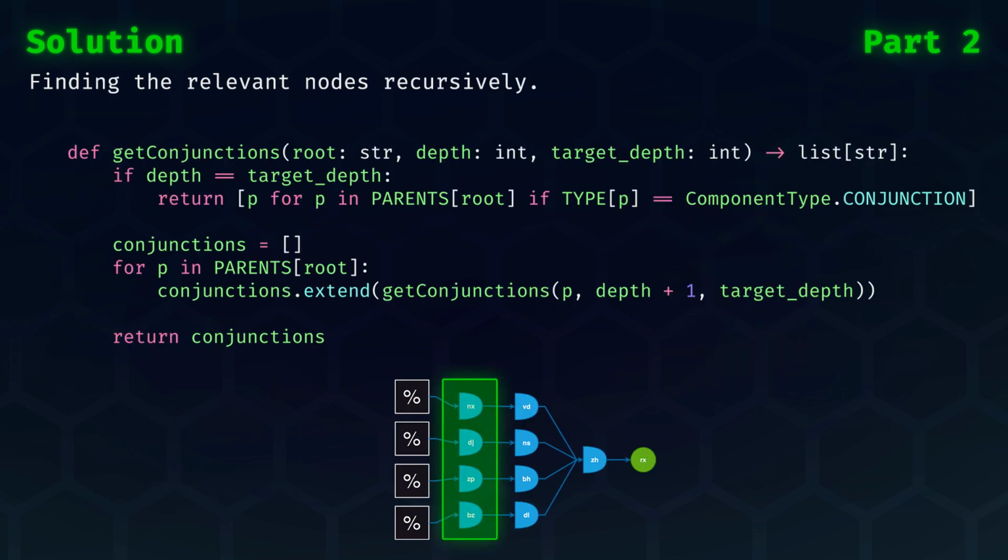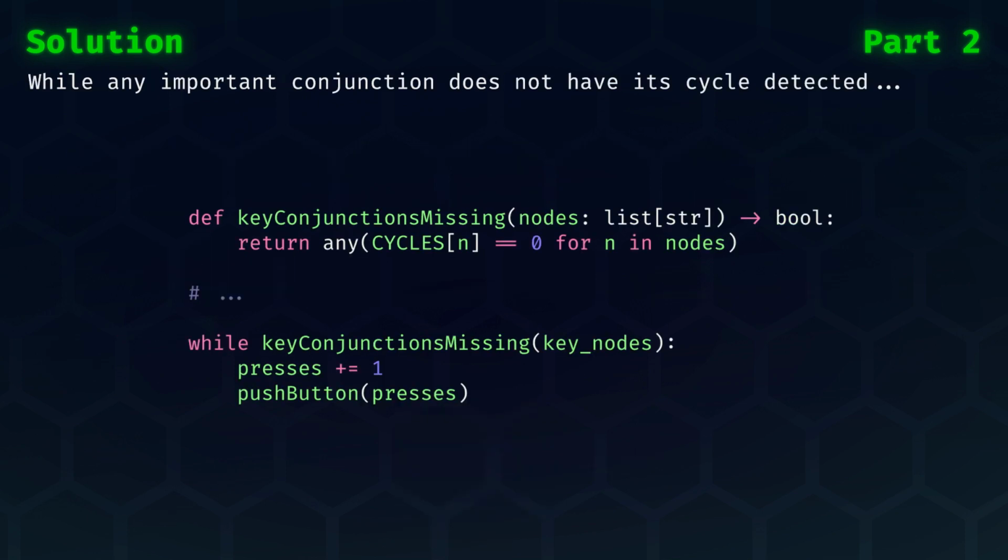Finding those key nodes can be done recursively. Given the structure, we know that they are at some target depth. So while we're not at that depth, we recurse deeper. If we are at the correct depth, then we'll return a list of all conjunction nodes. Determining for how long we need to loop is as simple as seeing if any of the important conjunction nodes still has a cycle length of 0.